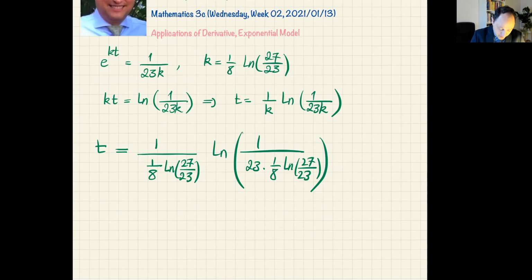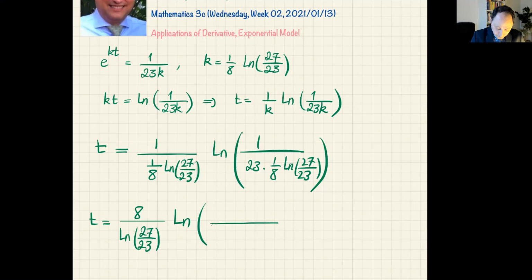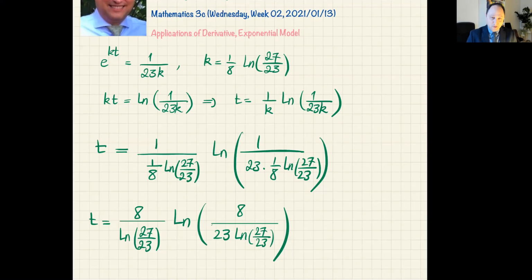Of course, I can make it a little bit more beautiful, but not that much. So this becomes 8 over ln of 27 over 23, and then you have ln of 8 over 23 ln of 27 over 23. Yes, I hope that I am not confusing you. So don't worry about this. The calculator will be allowed.